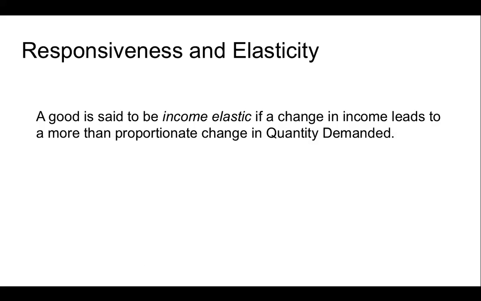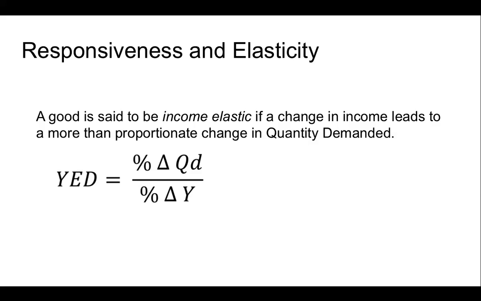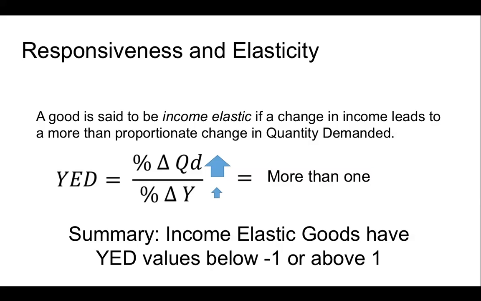Whereas a good is said to be income elastic if a change in income leads to a more than proportionate change in quantity demanded. Again, if we put this into our formula, we could see that even a small change in income might mean that we have quite a large change in quantity demanded. And so this means that it's a top-heavy fraction, therefore it's more than 1. And so in summary, we would say that income elastic goods have YED values which are below -1 or above 1. Because remember, elasticity has nothing to do with inferior or normal, so it can be either a minus number or a positive number.